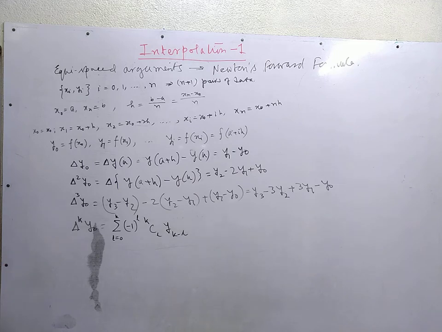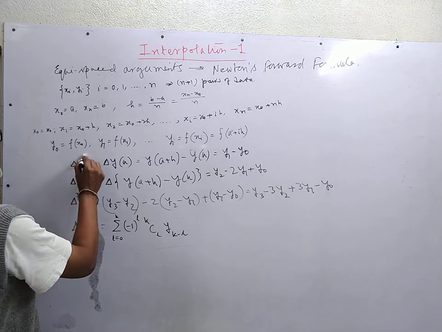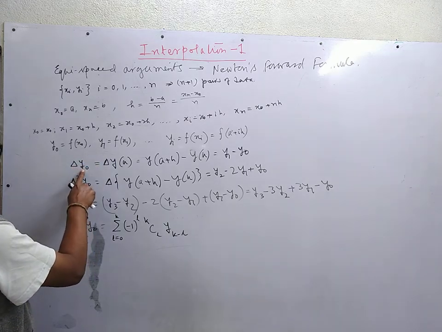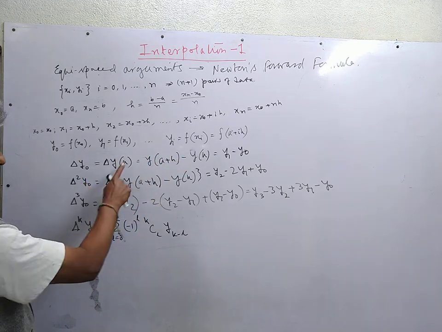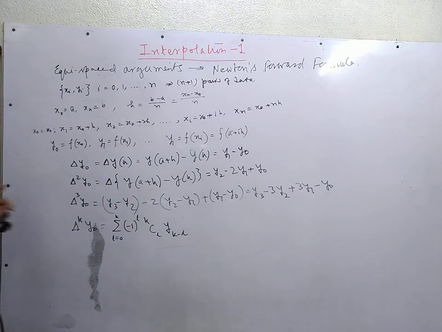This is the form of difference. This is called a forward difference, because as we are considering delta y0, we are using the values of y on the right of y0. That is why it is called the forward difference operator. This forward difference formula is applicable only when we are provided with equispaced data.